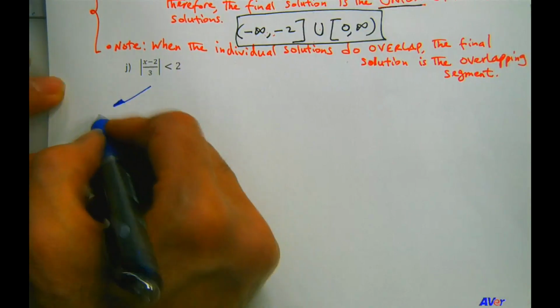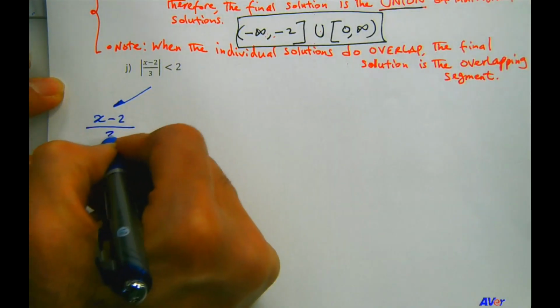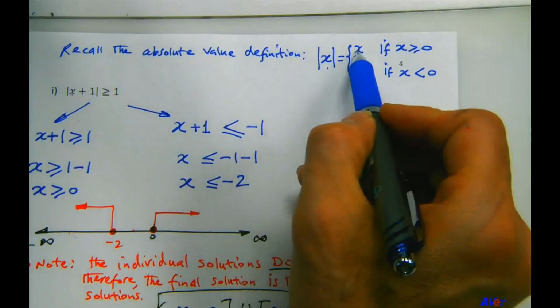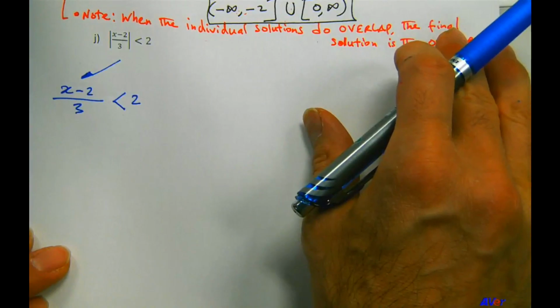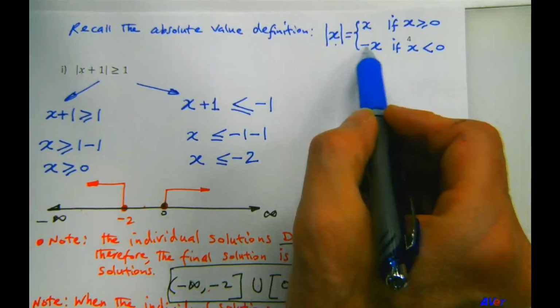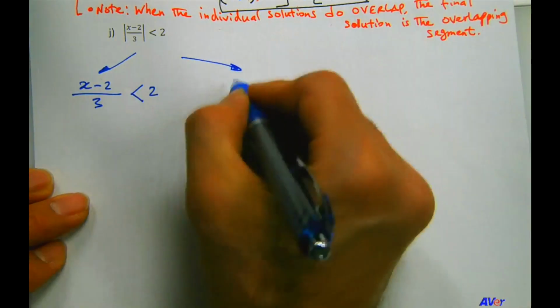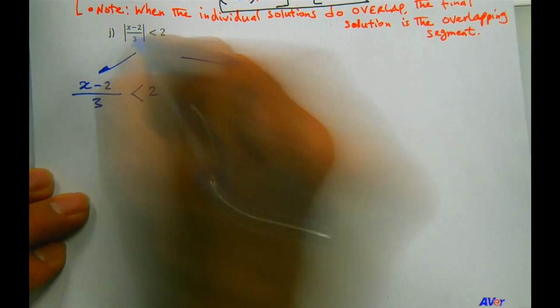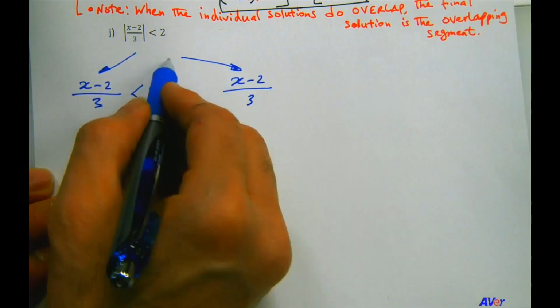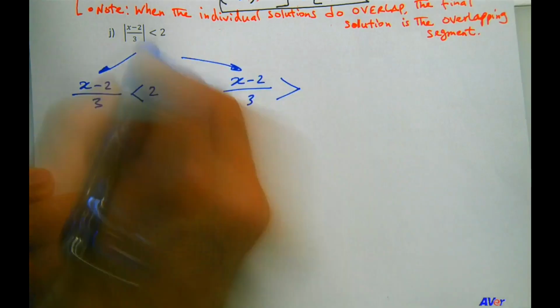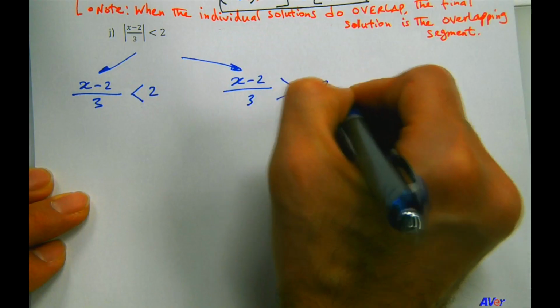One solution will be x minus 2 divided by 3 less than 2, right? That's that one. Absolute value of x equals x if x is greater than or equal to 0. The other solution is when in an inequality, the other side gets multiplied by -1. So that would be here, which is x minus 2 divided by 3 without any change. Multiplying the inequality by -1 will switch this to the opposite, and multiply the 2 by -1, you get -2.